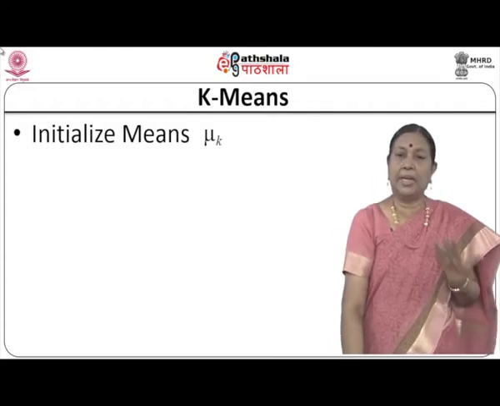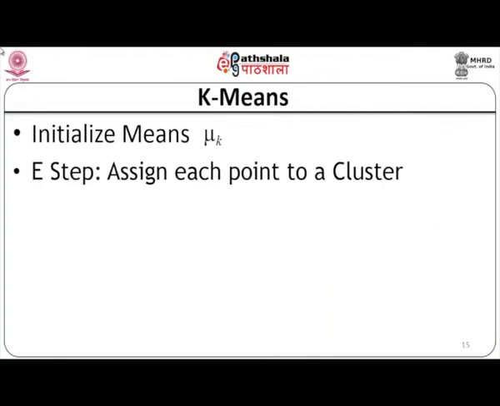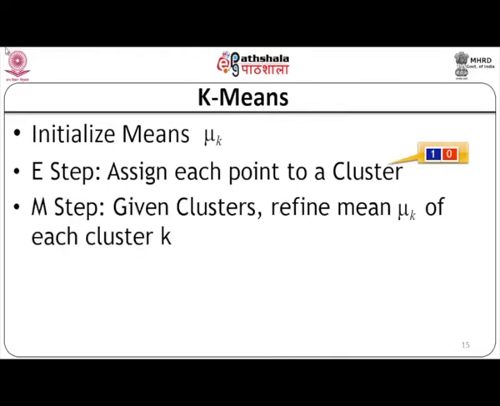So, you have a mean mu k, and in the E step, the expectation step, you assign each point to a cluster depending upon this mu value. So, it could either belong to the cluster or not belong to the cluster. Now, in the M step, given these clusters, we refine the mean mu k. So, we are assuming k clusters, each cluster k.